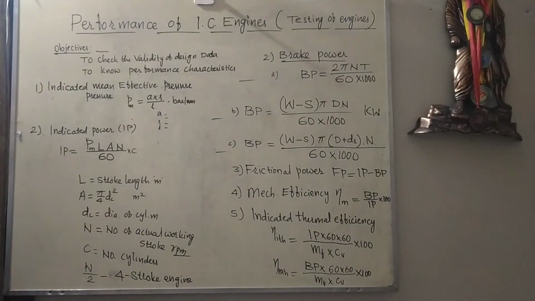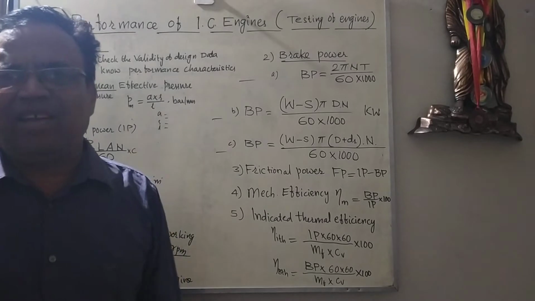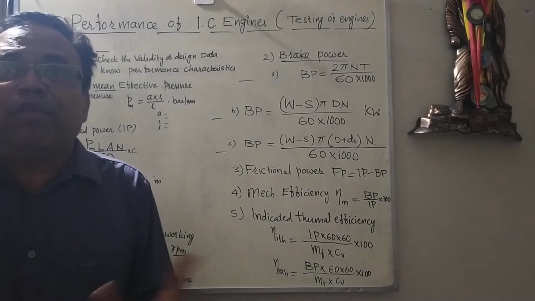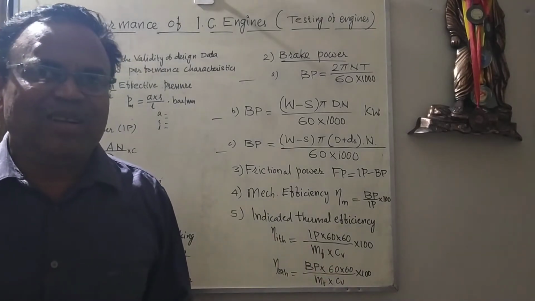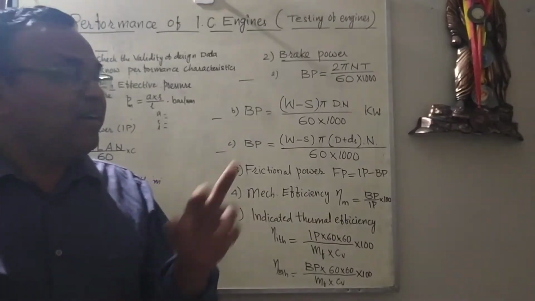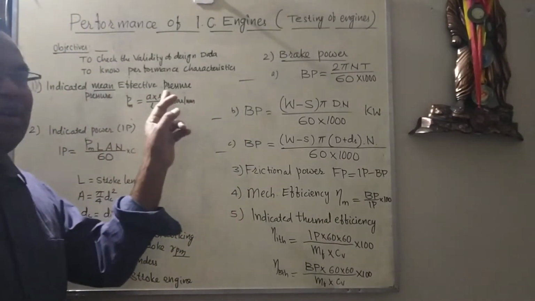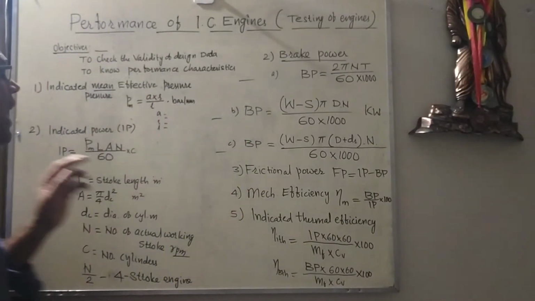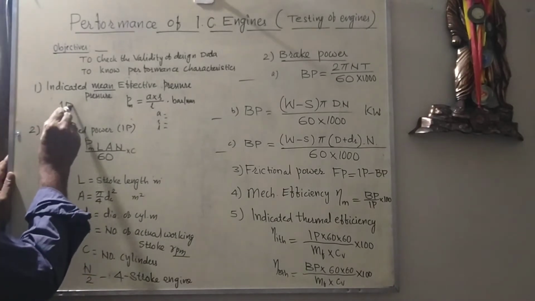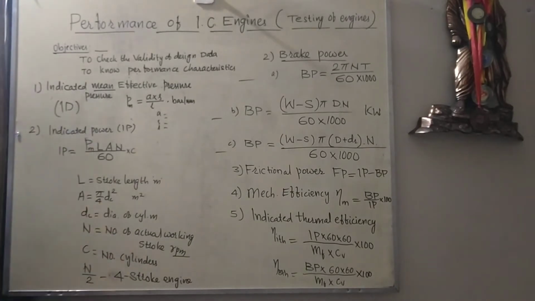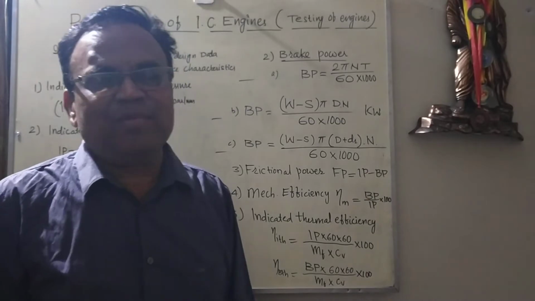Number one: mean effective pressure. Mean means average. There are 3, 4, or 5 cylinders, and how much pressure every cylinder generates, we don't know. To calculate that mean effective pressure, we need an indicator diagram, generally called ID in mechanical engineering.